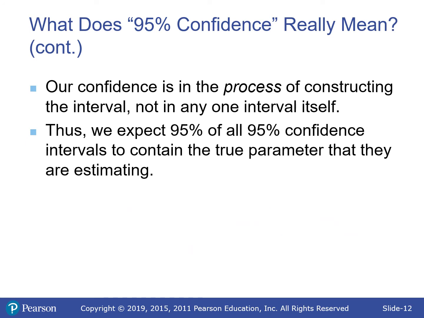So the confidence is actually in the process of constructing the interval, not in the actual interval itself. Like, the interval might be good, it might be bad. We don't know. But again, with what we did, 95% of the intervals that we could get are going to include that proportion. So we expect 95% of all 95% confidence intervals to contain the true parameter.